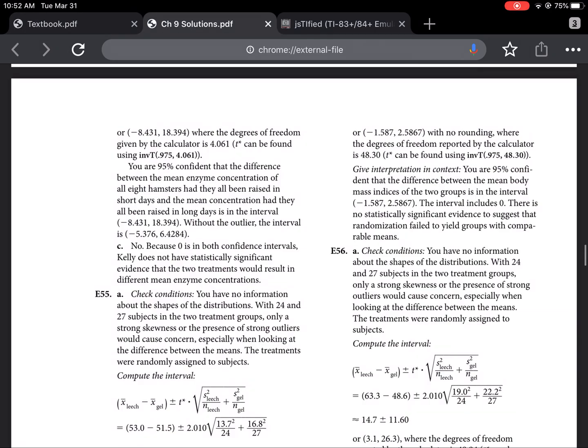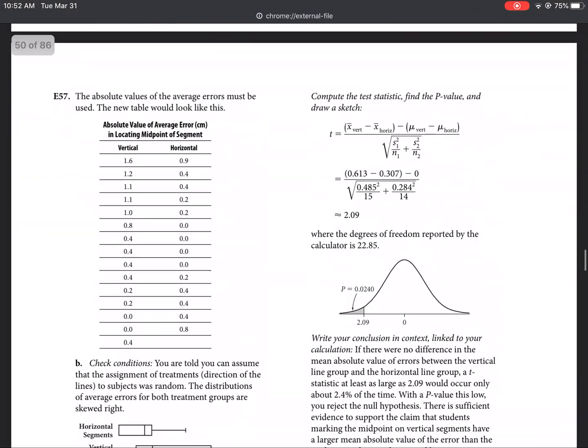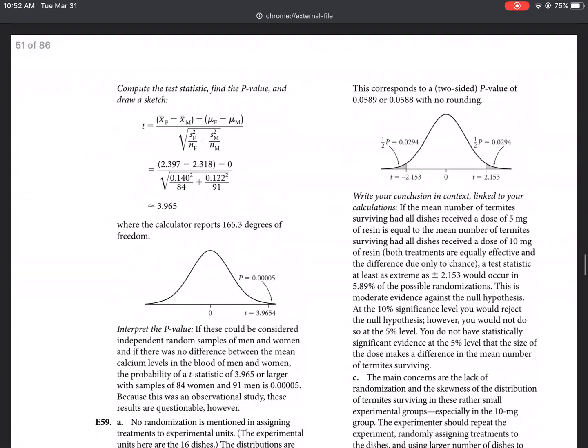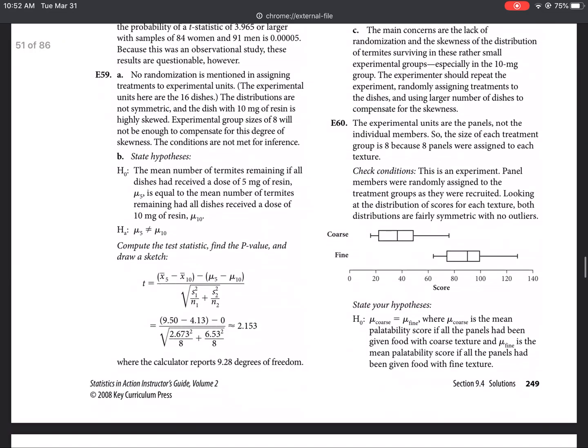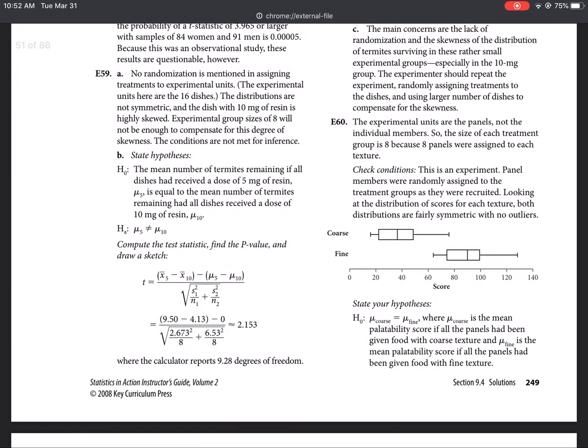So, if I look at the results for number 59, it says, no randomization is mentioned in the assignment of the treatments to the units. The experimental units here are the 16 dishes. The distributions are not symmetric, and the dish with 10 milligrams of resin is highly skewed. Experimental groups of size 8 will not be enough to compensate for this skewness. The conditions are not met.